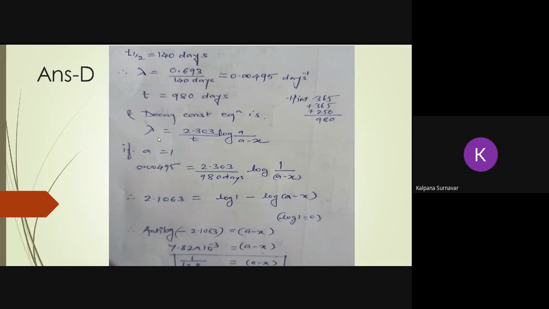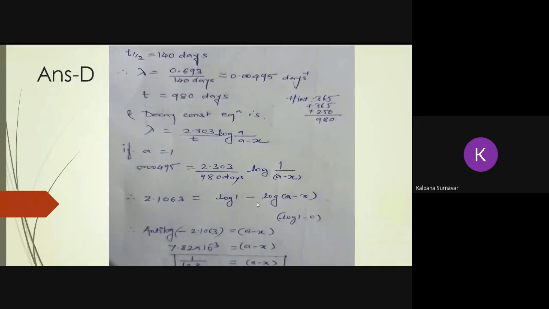Now, we are going to calculate a decay constant. Obviously, this equation is similar to the first order rate equation. Lambda is equal to 2.303 divided by t log of a upon a minus x. Consider the initial concentration of a radioactive substance is equal to 1. Now, just put values in the decay constant equation. 0.00495 is equal to 2.303 divided by 980 days, and log of 1 divided by the remaining fraction a minus x.